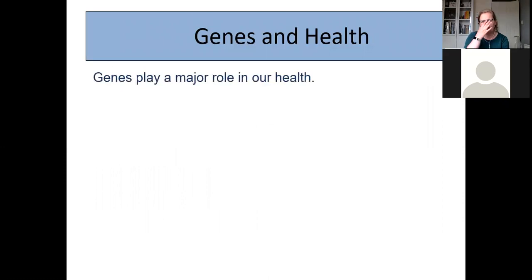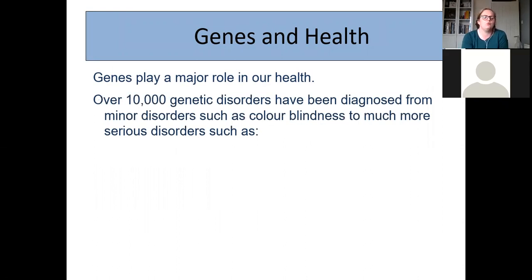A bit of an overview of where we are. So genes play a major role in our health. In the world, we have over 10,000 genetic disorders which can be diagnosed, from minor disorders such as colour blindness to much more serious disorders. So we can have things such as cystic fibrosis. We're going to have a little talk about cystic fibrosis and how it affects the lungs during this last half hour. But cystic fibrosis is a genetic disorder. It's caused by a mutation on an allele. It's inherited, it is recessive.